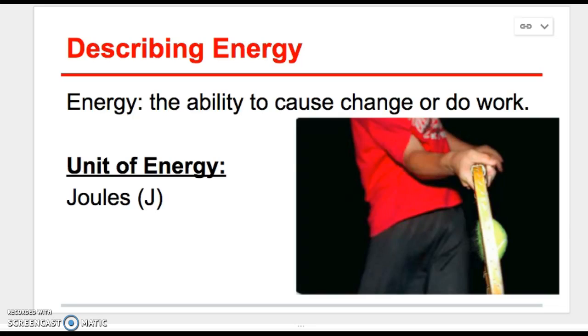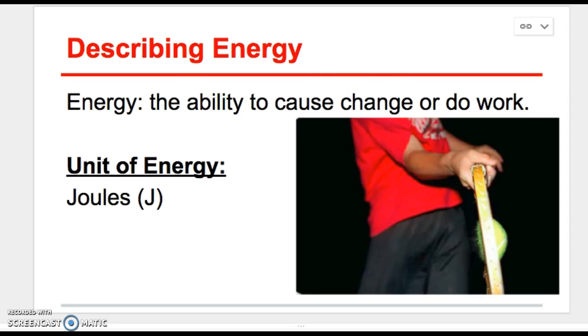On the next box, you're going to write down the definition of energy, which is the ability to cause change or do work. The unit of energy that we're going to use for physics is joules, which you might have seen before when we talked about work. Work is a type of energy.